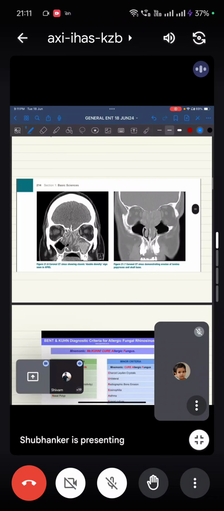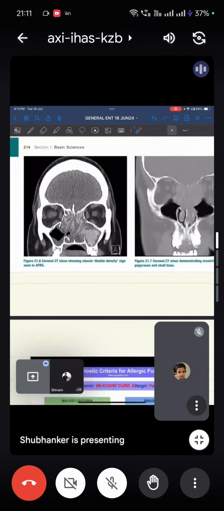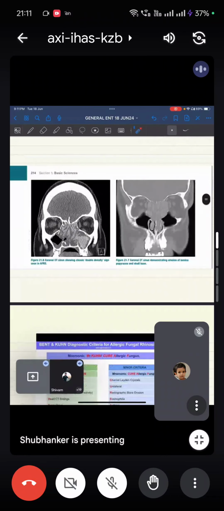Okay. So coming to this, this CT scan shows a classical sign. Please tell me the name. Double density. Double density sign. And as soon as you utter this, the second question will be, what is double density sign? Why is it seen? The deposition of calcium and magnesium.